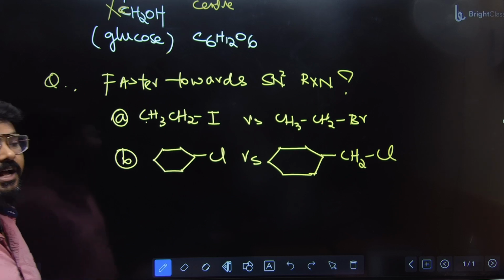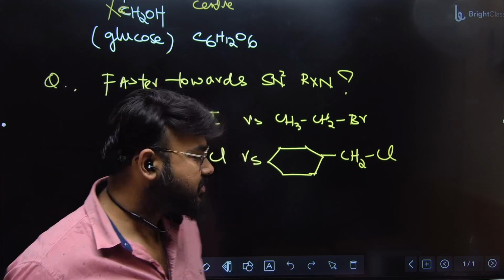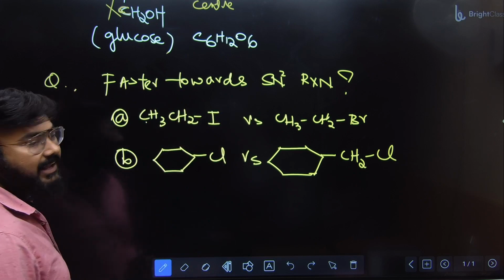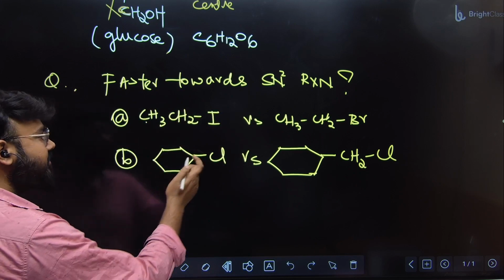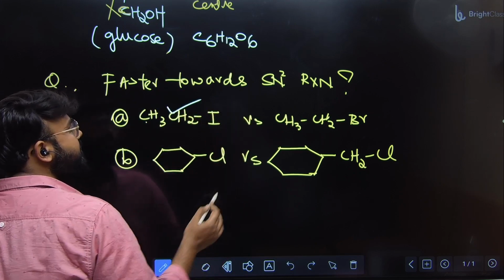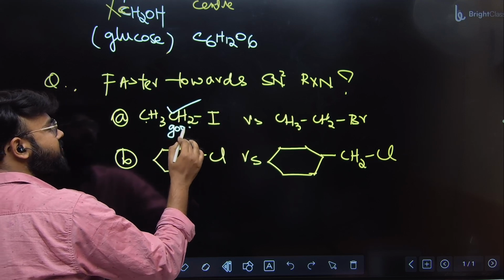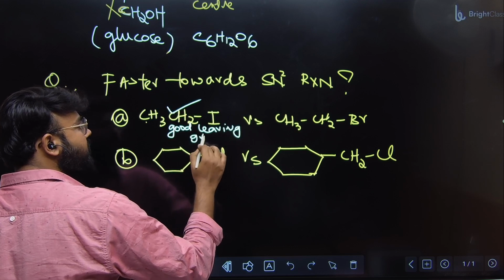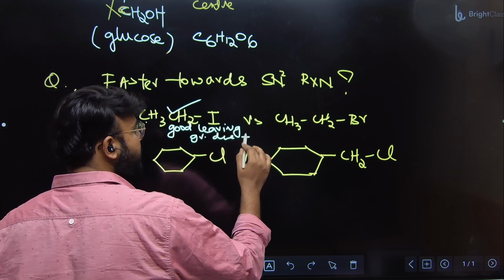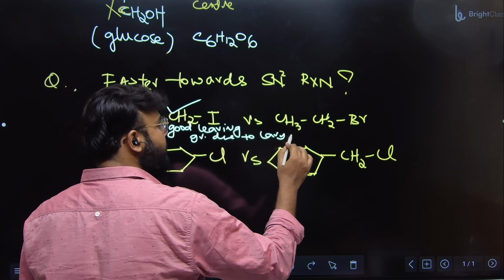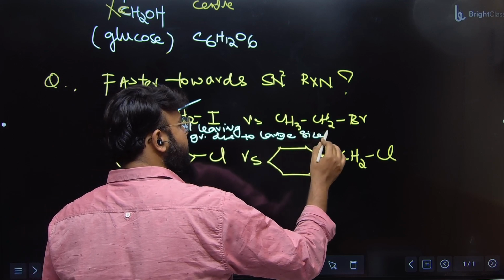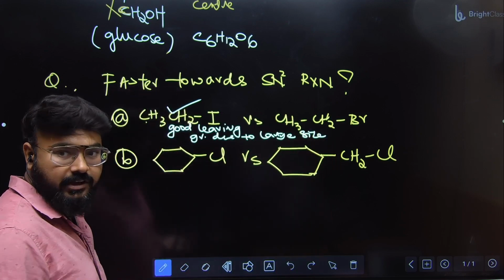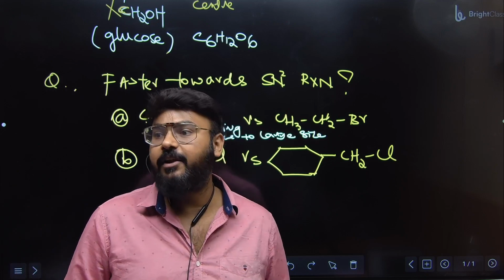Guys, so tell me what is the answer for the first one? First one is very easy. Iodine, right? Because iodine is a very good leaving group. So this is the answer, right? The reason? Good leaving group due to large size. Is everyone clear on this? Greater the size, easy to leave. Easy to break the carbon halogen bond.